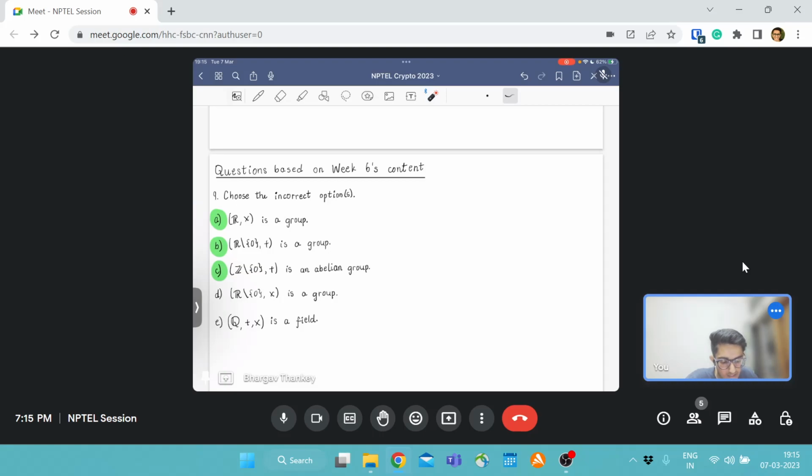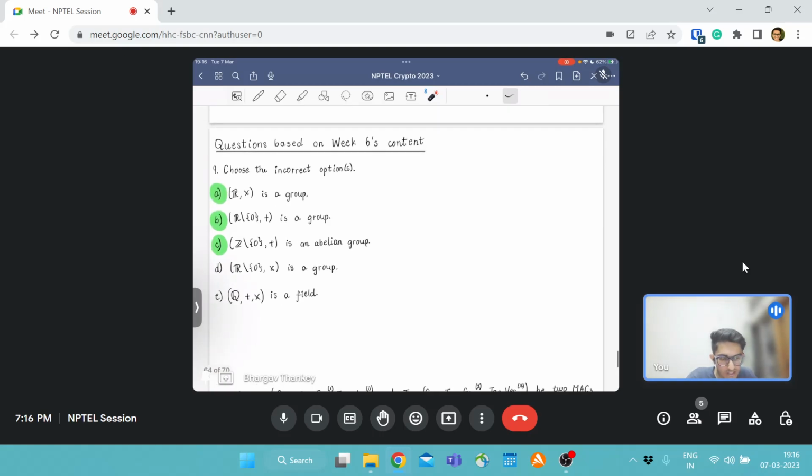What about option B? Well, for a system to be a group, it must have an identity. That is, there must exist an element E such that for all x in R, x plus E is equal to E plus x is equal to x, right? Now, such a number for real numbers is 0, but we are removing 0 from the set, so R minus 0 cannot be a group. For the same reason, Z minus 0 cannot be a group because the identity of addition is 0, which we have removed. R minus 0 comma product is a group because, okay, so let me quickly show you why this is a group. Yeah, so D is a group.